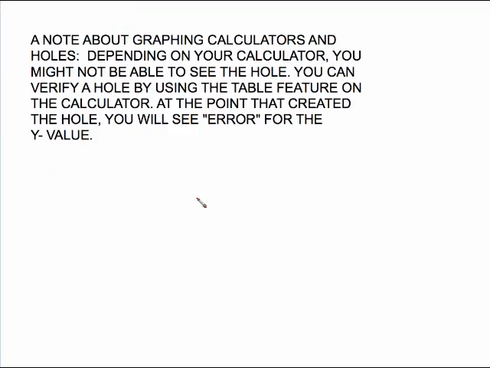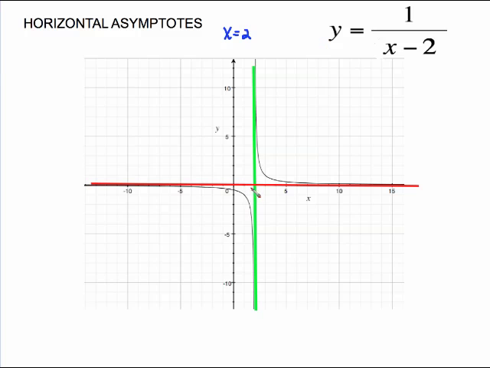So one comment about graphing calculators and holes. Depending on your graphing calculator, you might not be able to see that hole. You can verify that the hole is there by using the table feature on the calculator. At the point that created the hole, you will see the word error for the y value. Some graphing calculators will show the hole, it just depends on your calculator.